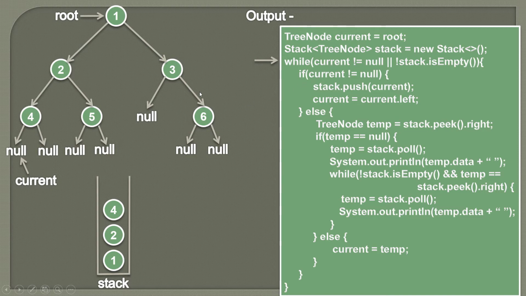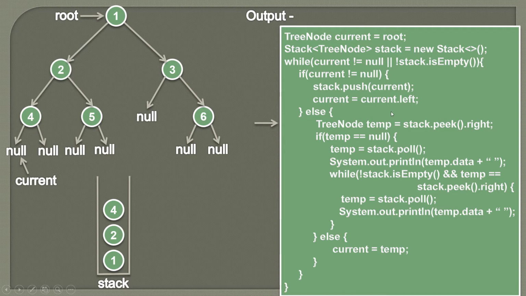So here current is equal to null. So this condition comes out to be false. But our second condition, the stack is not empty, comes out to be true, and the overall condition comes out to be true. So the while loop will execute. This if check will fail because current is actually pointing to null. So now we'll go to the else part.